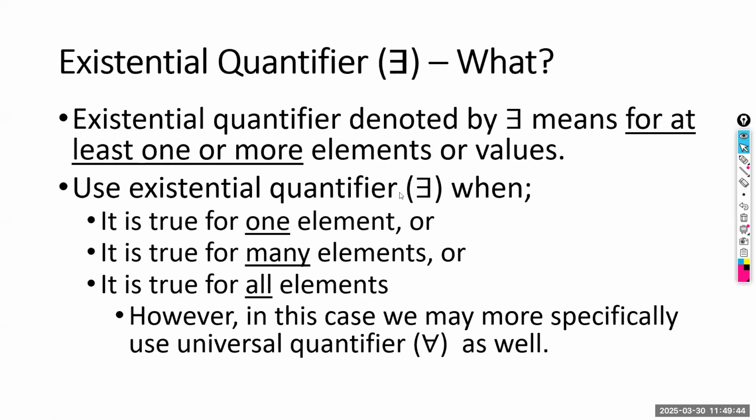Right. So now we'll move on to the existential quantifier. The existential quantifier stands for "some" in general English. We can use it if the statement is true for at least one element, more than one element, or even when all the elements satisfy it. Of course, when it is true for all the elements, you better use the universal quantifier, but using this is also not wrong.